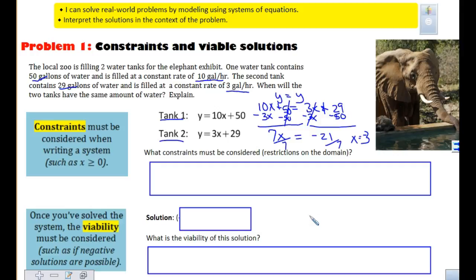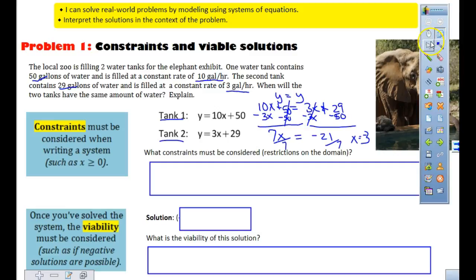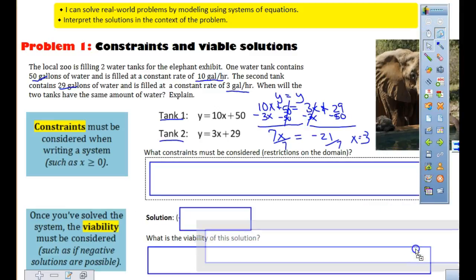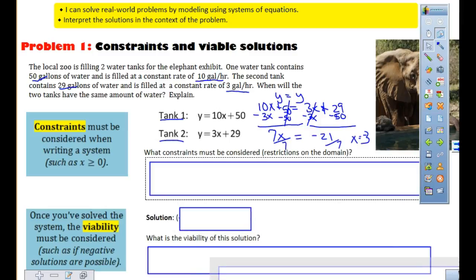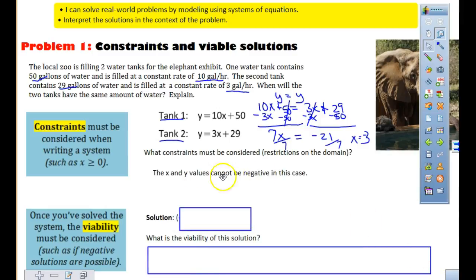Can we have time be negative? Like, oh, it's just been 10 minutes ago or 15 minutes, or when we think of this problem, it is impossible. So it says, what constraints must be considered for restrictions on our domain? Remember, time has to be positive. So when we look at this, what we want to put down is this. You want to put x and y cannot be negative values.